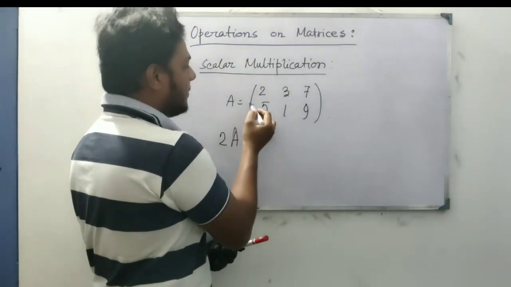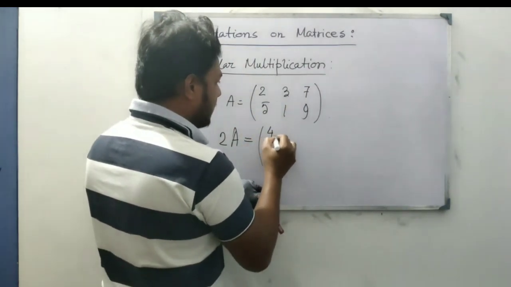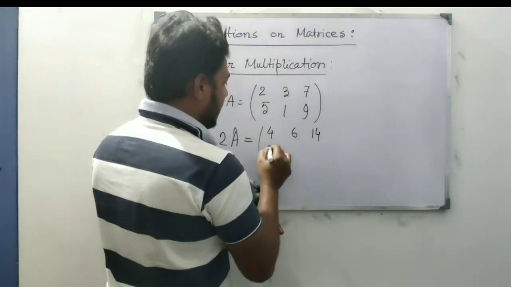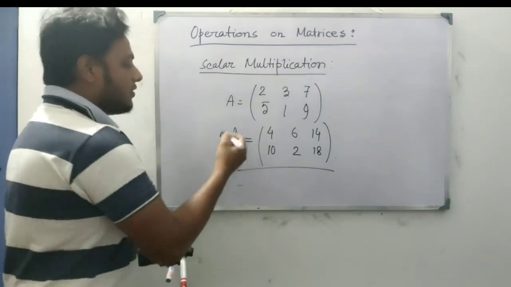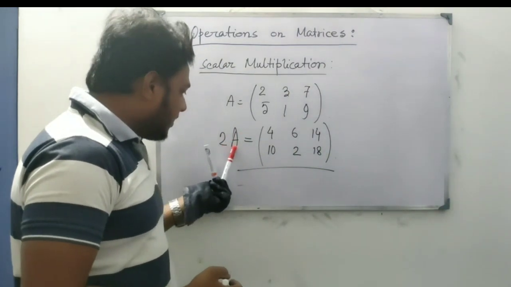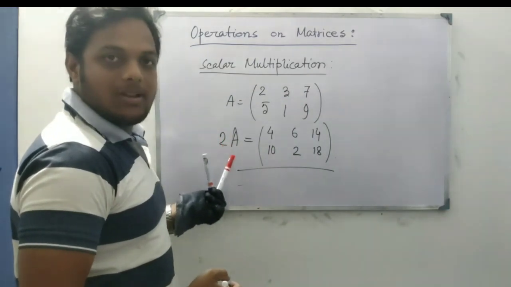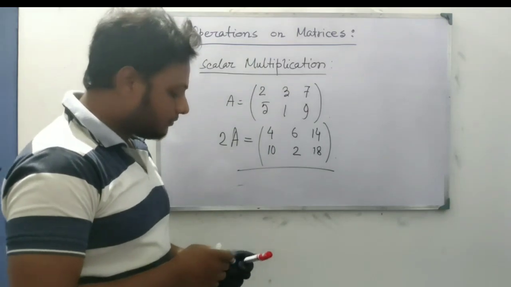So if we multiply 2, then we have to multiply it with each of the entries. So 2A will be 4, 6, 14, 10, 2, 18. So this is 2A, and this is the concept of scalar multiplication. Since A was a matrix and 2 is a scalar, that's why the name is scalar multiplication. Is it clear? Okay.